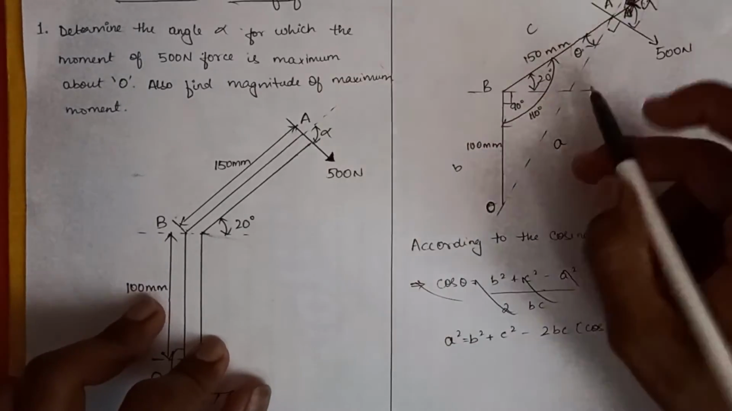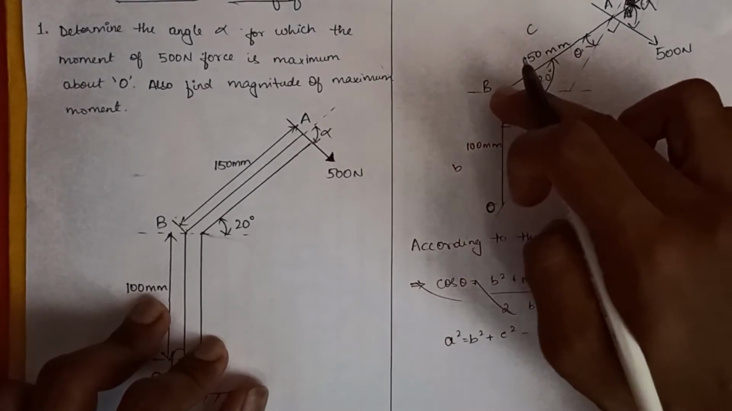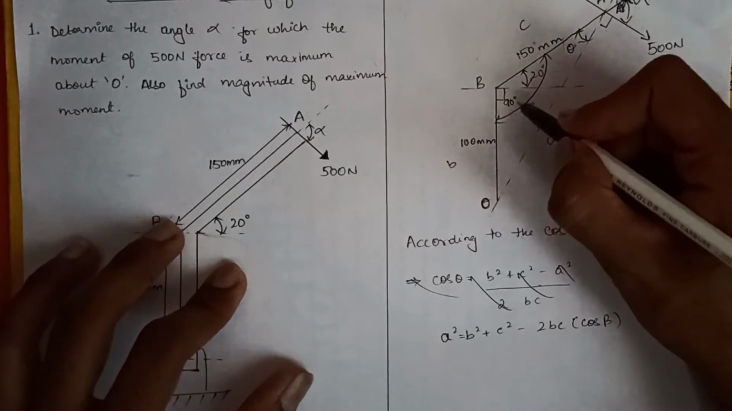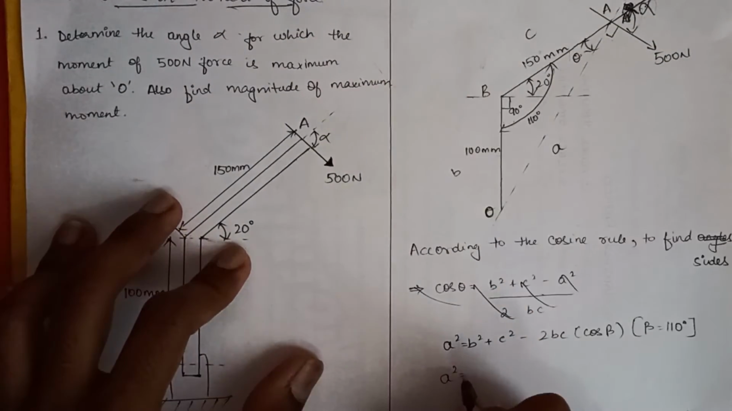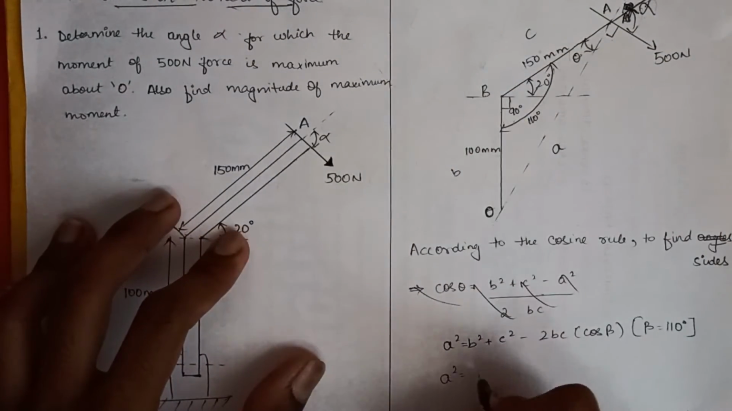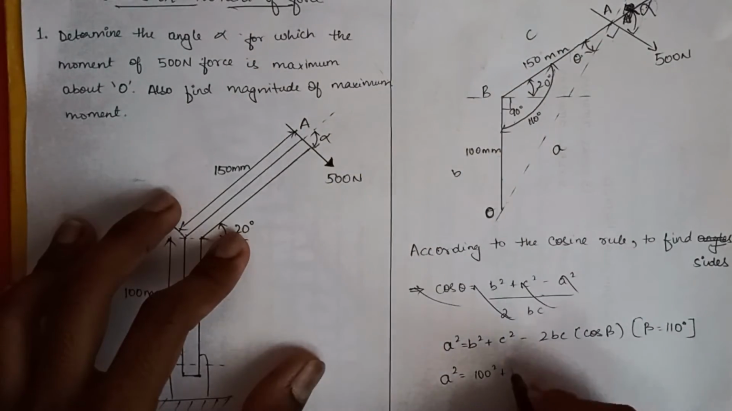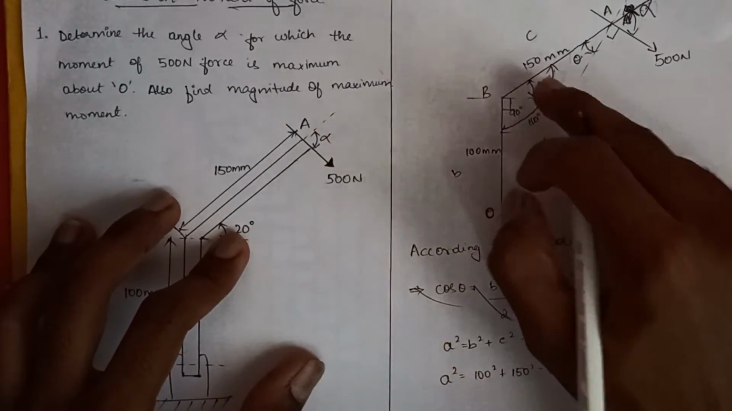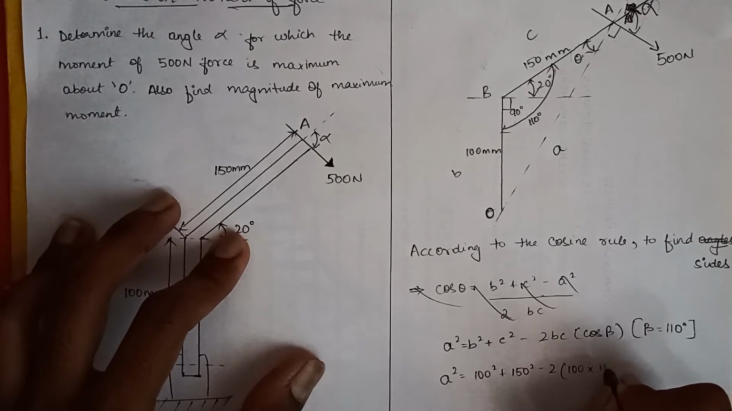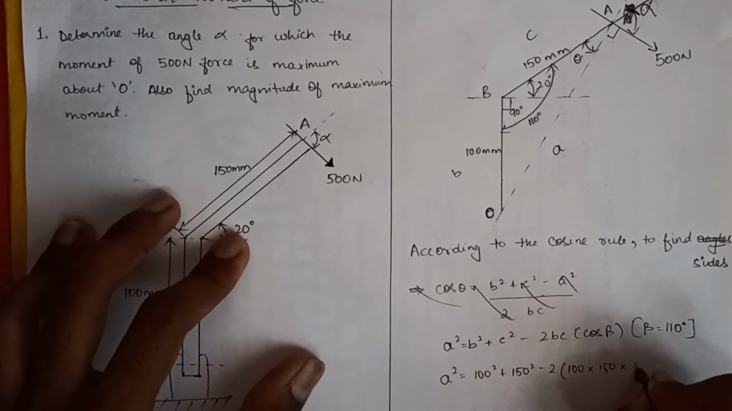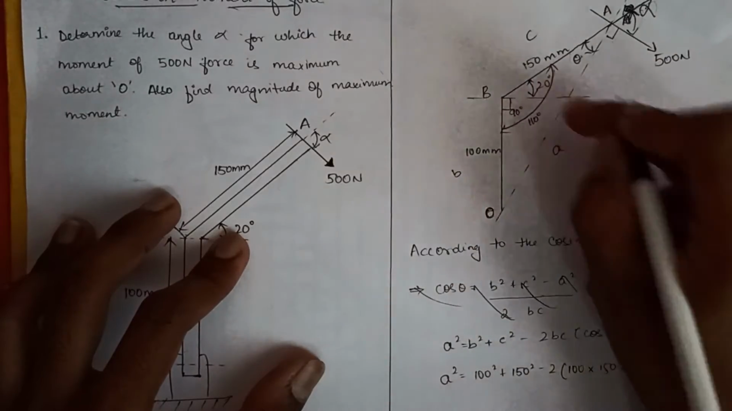Let's take OA as A, OB as B and BA as C. Let us consider beta equal to 110 degrees. Applying the formula, we get a square equals b square, that is 100 square, plus 150 square. Now remember, all of this is in mm, okay? Minus 2 into 100 into 150 into cos 110.